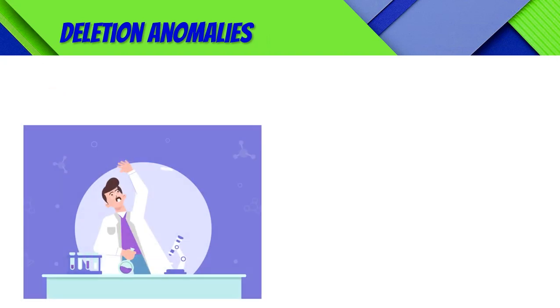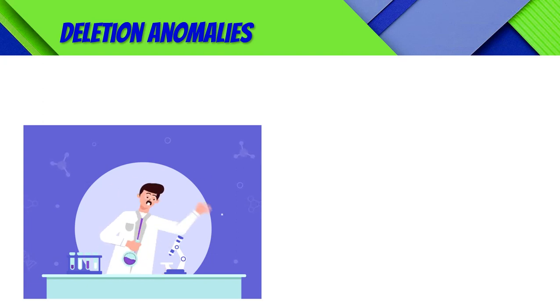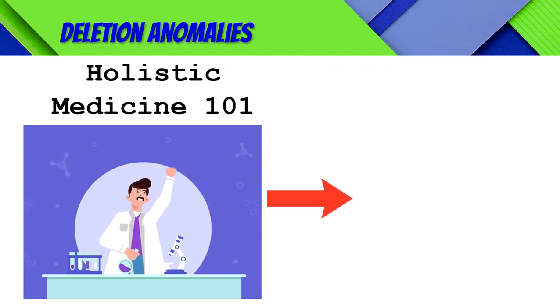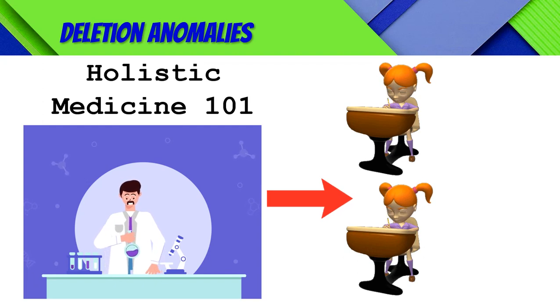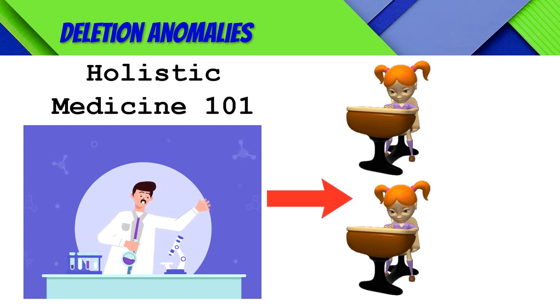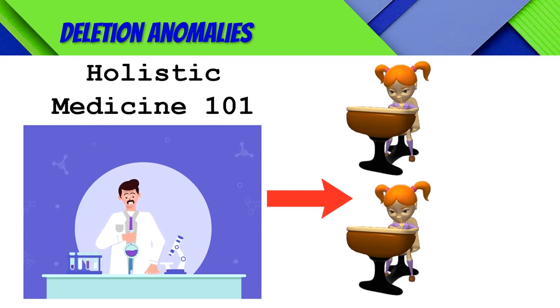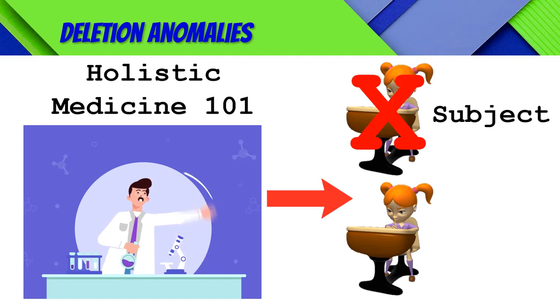For the second anomaly, we have also the deletion anomaly. For the deletion anomaly, let's say for example, a school is offering a new subject and that subject is no other than Holistic Medicine 101. Since that is a new subject, it has only 2 students. Okay, the student A and of course, we have the student B. For the student A, since medyo mahirap daw ang Holistic Medicine 101, nag-drop si student A sa ating subject.